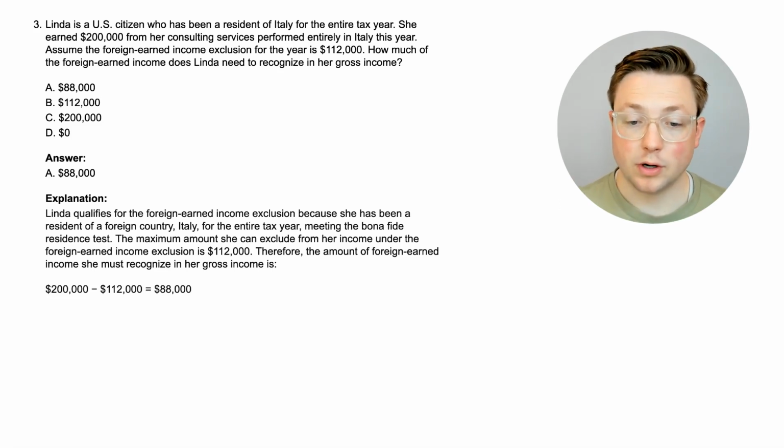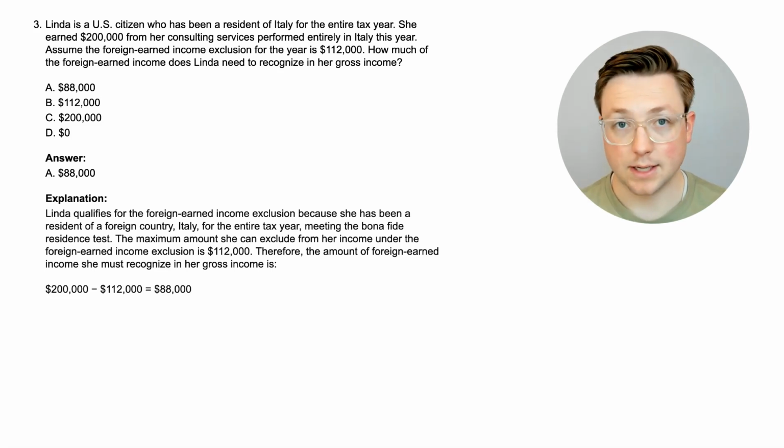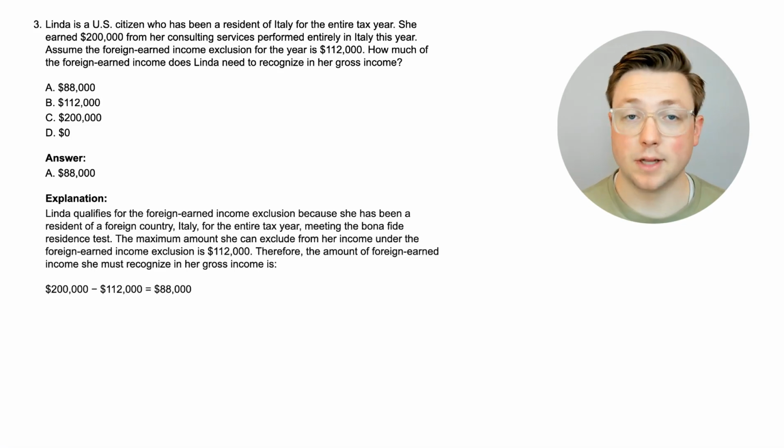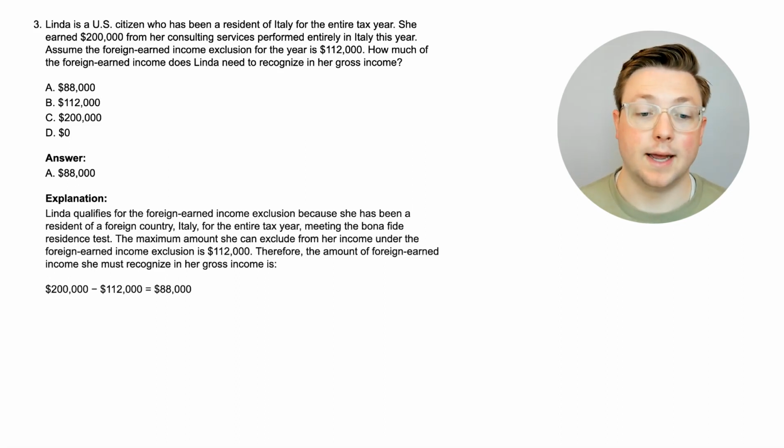She qualifies for the foreign earned income exclusion because she has been a resident of a foreign country, Italy, for the entire year, meeting the bona fide residence test. Okay, so that is actually different than the physical presence test. The physical presence test was just 330 days throughout the 12 months of the year. But the bona fide residence test seems like you live there the whole tax year and you are an actual resident. You're not just kind of transient. You are almost like a citizen, not necessarily, but that's kind of the way I'm looking at it.